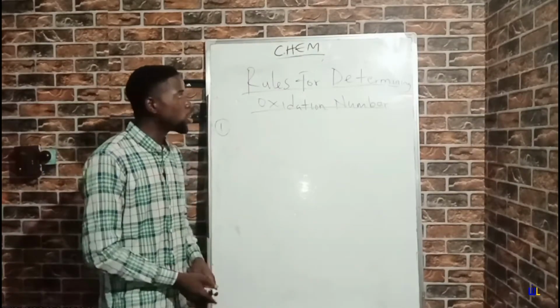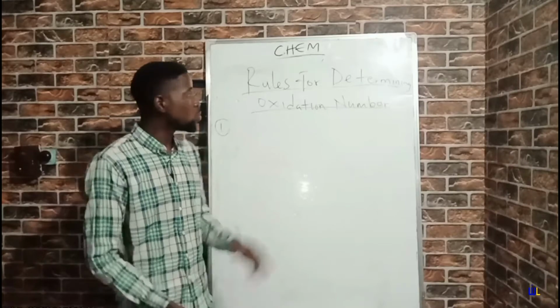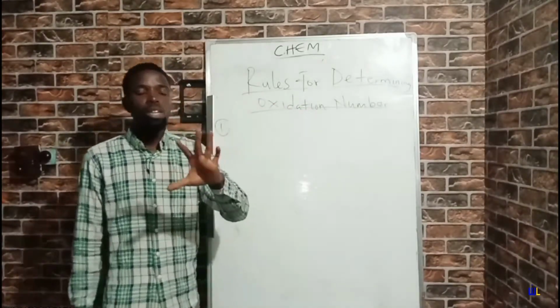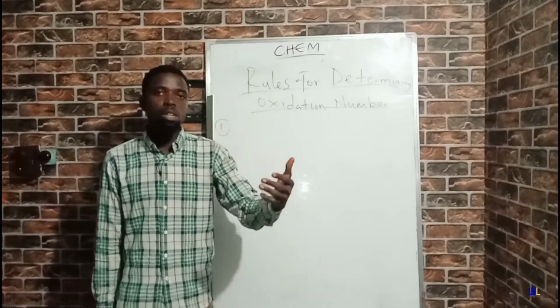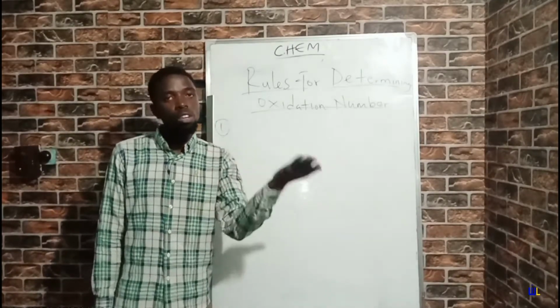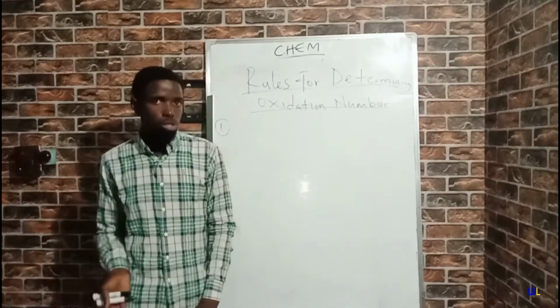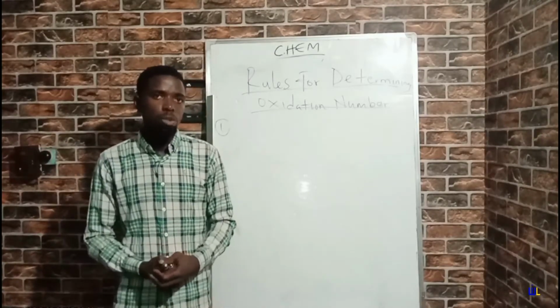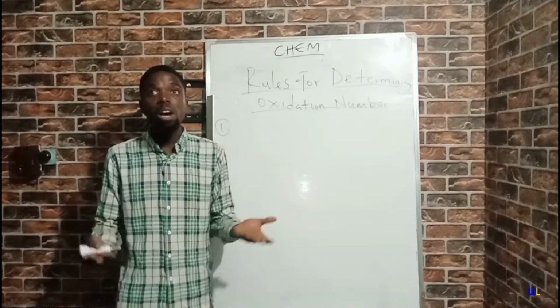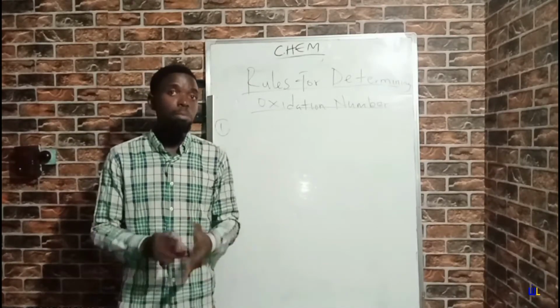Okay, now in the other video we talked about redox. Today we're going to be talking about another part of redox reaction, which is rules for determining oxidation number. Now, we said earlier on that reduction and oxidation are defined in terms of increase in oxidation number and decrease in oxidation number. That means that we need to understand what oxidation number is and then find a way around how to determine those things.